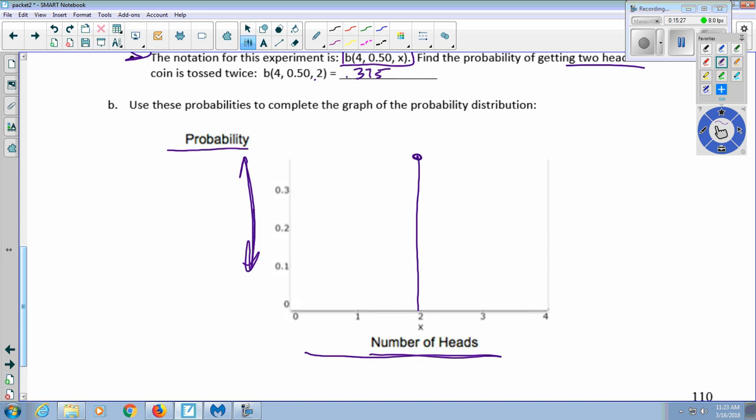The probability of flipping 0 heads was 0.0625. The probability of flipping 1 head, we calculated above, was 0.25. The probability of flipping 3 heads was 0.25. And finally, the probability of flipping 4 heads was 0.0625.